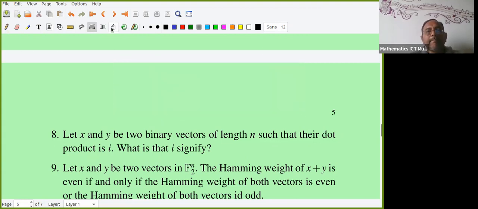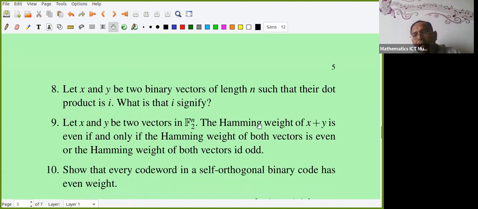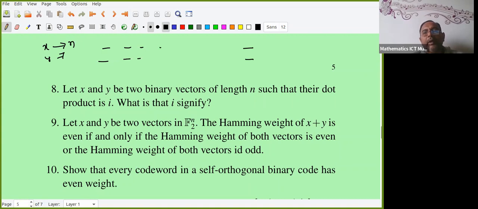Nice. So if x and y are two vectors, Hamming weight of x plus y is even if and only if Hamming weight of both the vectors is even or both the vectors is odd. Now I am coming to the weight business. Suppose I have two vectors of length n, x and y, with n positions each. Weight of x is equal to say r, and weight of y is equal to say s.